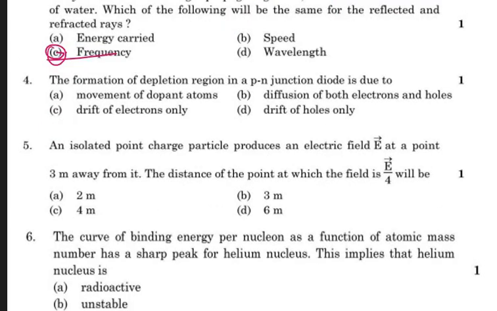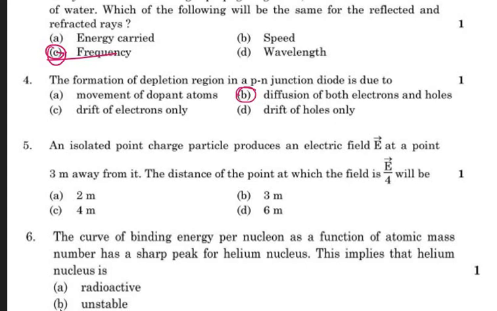Fourth question: the formation of the depletion region in a PN junction diode is due to, we'll check all four options. First one, movement of dopant atoms; diffusion of both electrons and holes; drift of electrons only; drift of holes only. So you can see that the depletion region is forming due to the diffusion of electrons and holes across the junction. So the correct answer is option B.